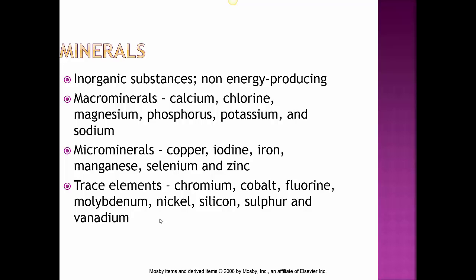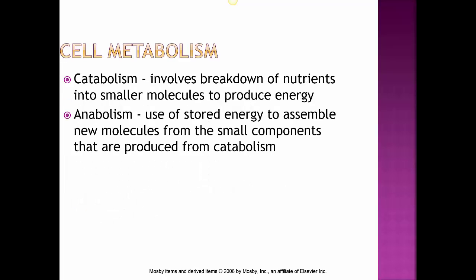Micro minerals have to be ingested daily. The body uses them, but they're needed in lesser amounts. These are things like copper, iodine, iron, manganese, selenium, and zinc. Selenium is an antioxidant. Iron is needed to help maintain hemoglobin levels so that oxygen can be transported. Iodine and copper are used by the nervous system and in certain enzymes, and so is zinc. Trace elements are needed in very small amounts. Some examples are chromium, cobalt, fluorine, molybdenum, nickel, silicon, sulfur, and vanadium. These are needed in much smaller amounts compared to your macro and micro minerals. The next topic we'll do will be cell metabolism.